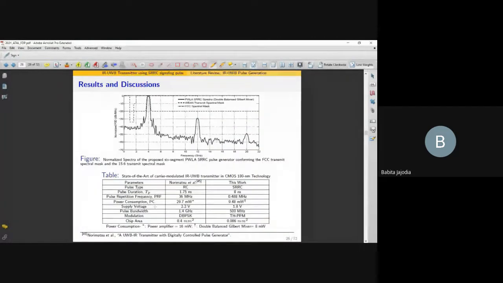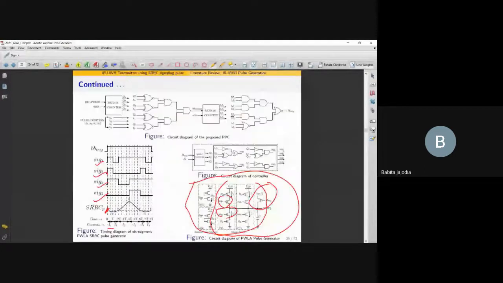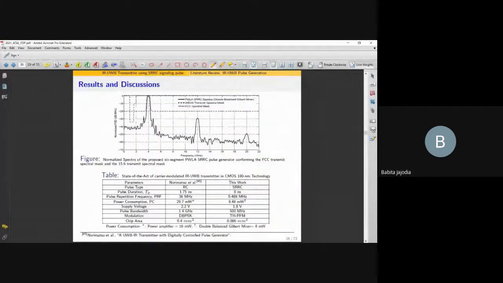Okay. So this was the power spectral density. If you can see, based on all these blocks, after we have taken the PWLA SRRC pulse, the spectrum is somewhere inside the actual UWB spectral mask, as well as it's not violating the FCC spectral mask, because UWB follows the FCC spectral mask as well. Yes. So this is the brief literature, and we have targeted to do it in CMOS 180 nanometer, right?